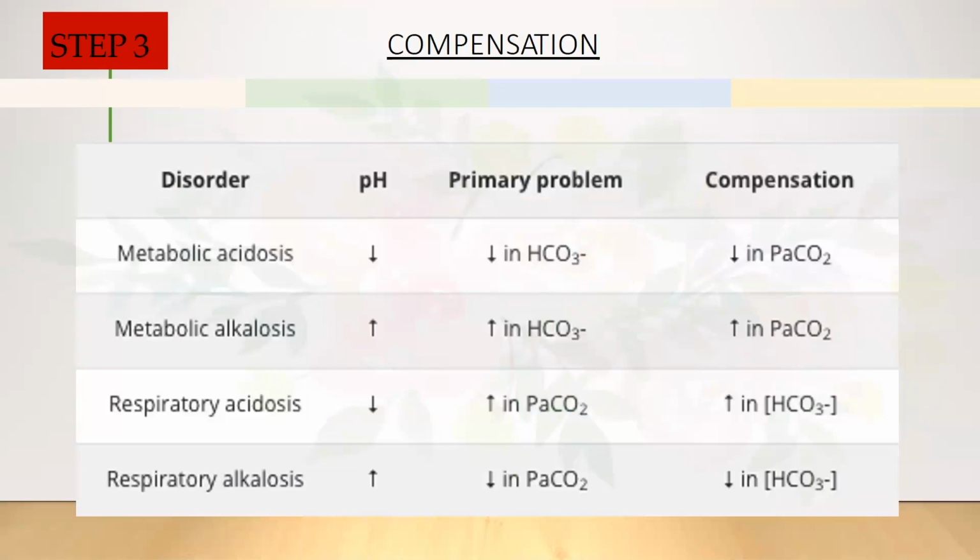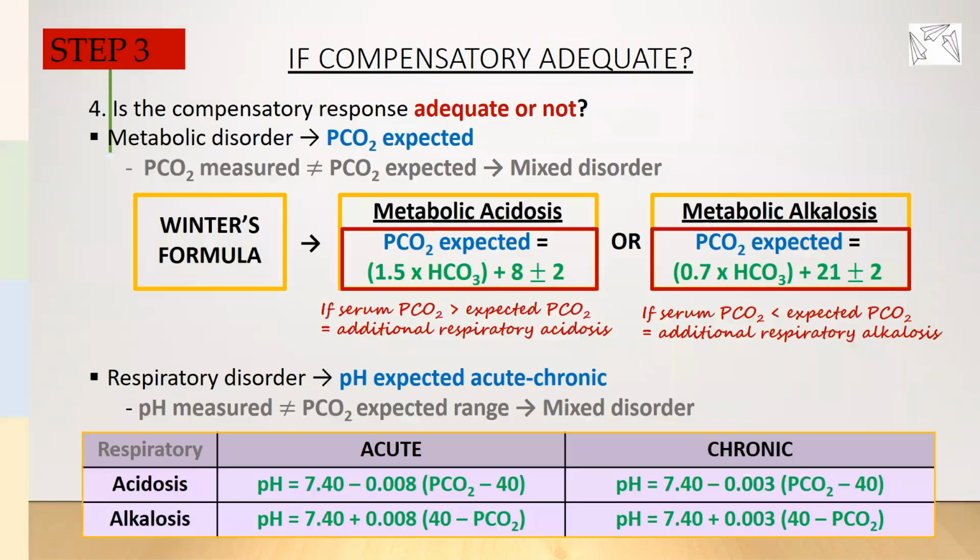Then we look at the compensation part. In metabolic acidosis, to compensate, there will be a drop in the PCO2, and to compensate for respiratory acidosis, there will be a rise in the bicarb to compensate for the other abnormality present. To note whether the compensation is adequate or not, for metabolic acidosis we can use the Winter formula to calculate the expected PCO2. The formula is 1.5 times the bicarb plus 8, and the value is usually plus or minus 2. For metabolic alkalosis, we can use 0.7 times the bicarb plus 21, plus or minus 2.